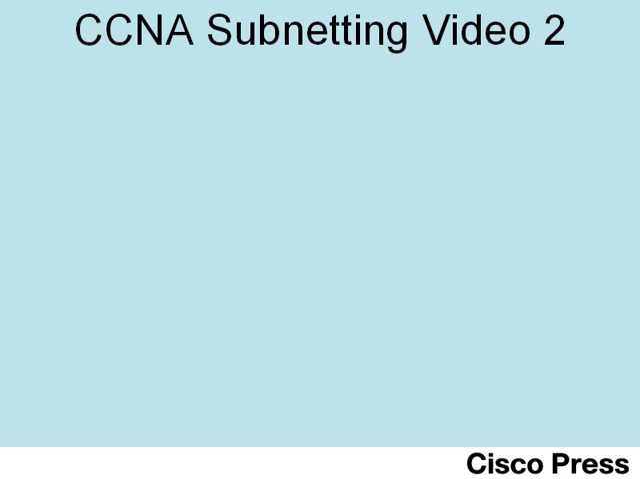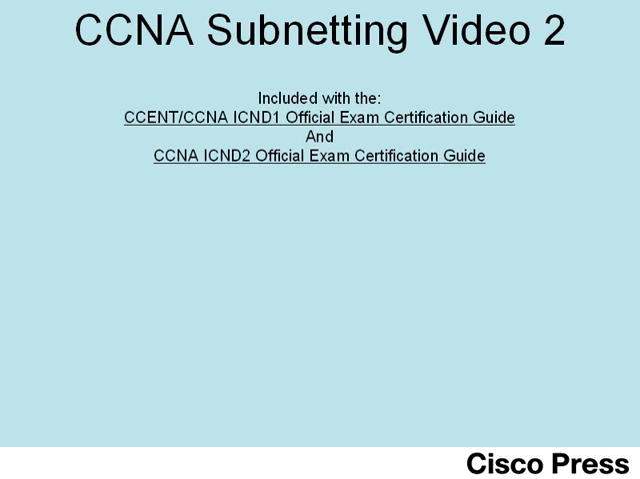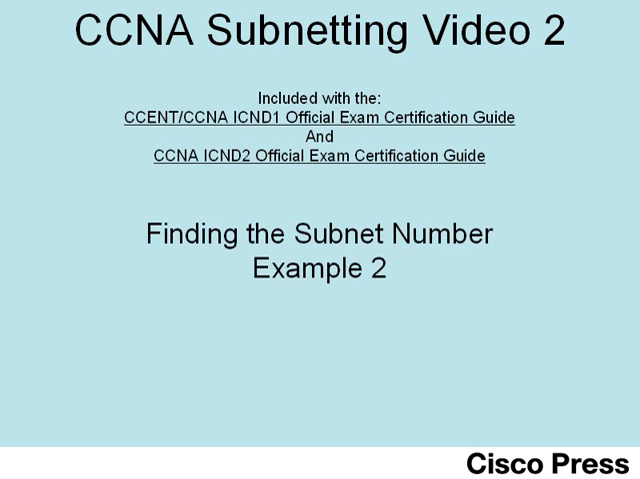Hi, and welcome to CCNA's subnetting video number 2. This is the second of 8 videos that are included with the ICND1 and ICND2 official exam certification guides from Cisco Press. This video shows a second of 3 examples of how to find the subnet number for a given IP address and mask. In particular, this video shows how to find the resident subnet for IP address 10.99.88.77 with mask 255.255.248.0.